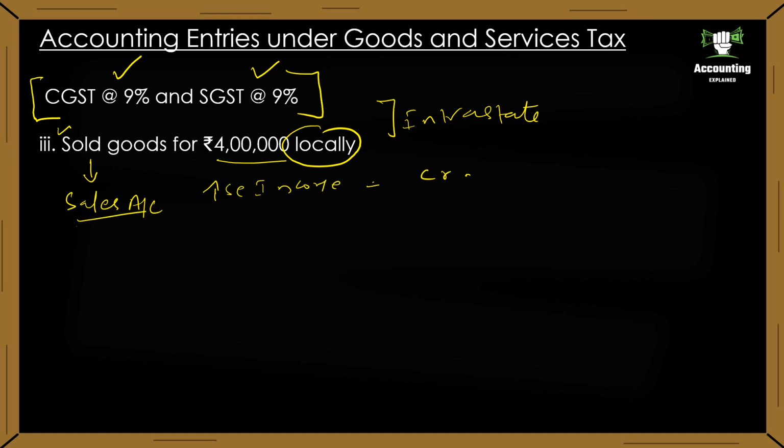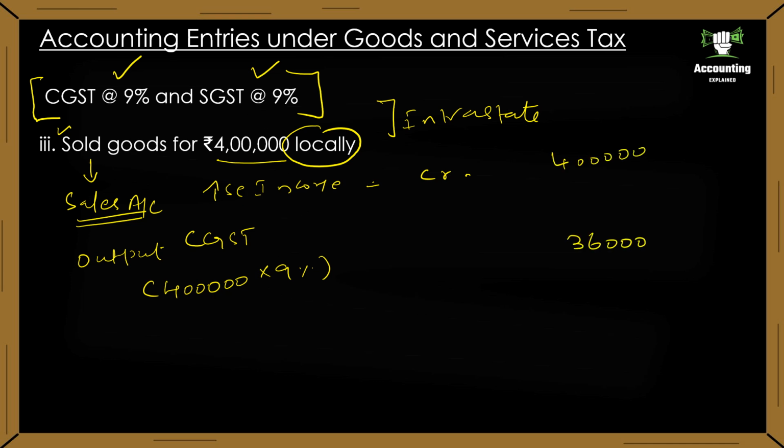So since it is sales, we call it output CGST. 4 lakh into 9% is 36,000. Here sales is 4 lakhs. Output CGST, 36,000, we are collecting from the customers. So it is assumed as increase in income. When the income increases, we have to credit it.